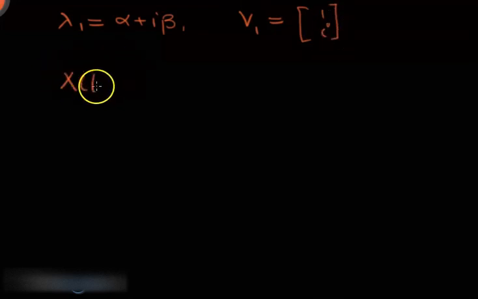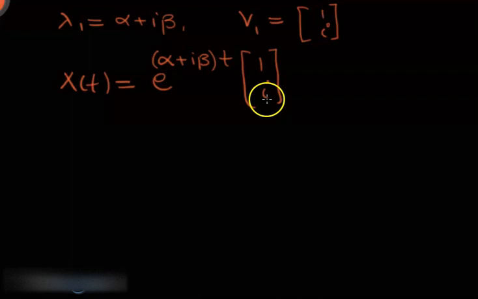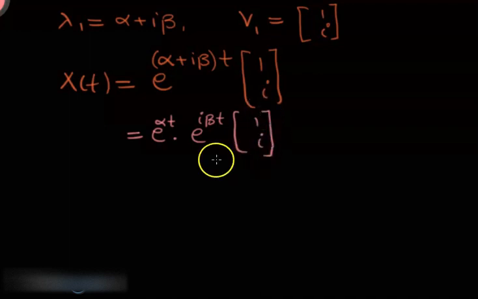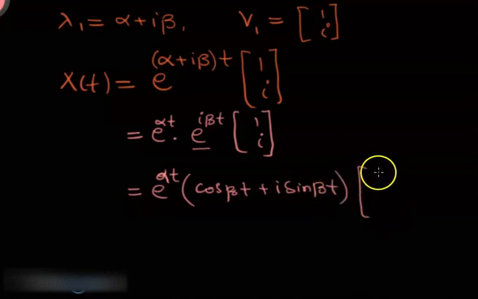So the solution should look like x of t equals e to the alpha plus I beta times t, multiplied with 1, I. And then, as usual, we open up this expression with Euler's formula, but before that we can simplify it a bit more. We can write it as e to the alpha t multiplied by e to the iota beta t, and then 1, I. Now I can open it with the help of Euler's formula, and that gives me cos beta t plus I sine beta t, multiplied with the vector 1, I.